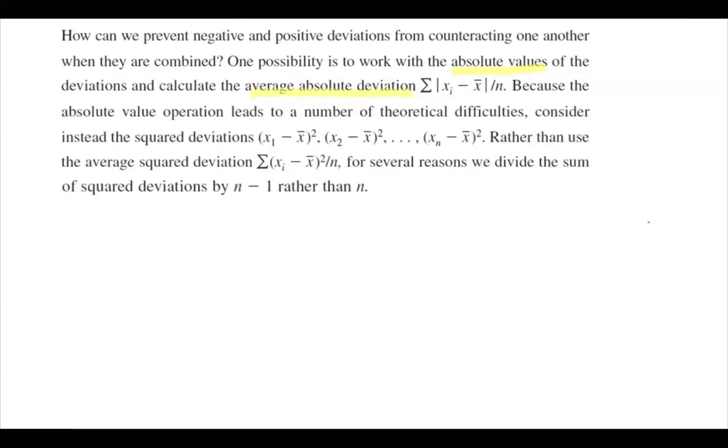For several reasons, we divide the sum of squared deviations by n minus 1 rather than n. This is specifically for a sample. For a population, you're going to leave it as it is. But when it comes to a sample, we're going to use n minus 1.